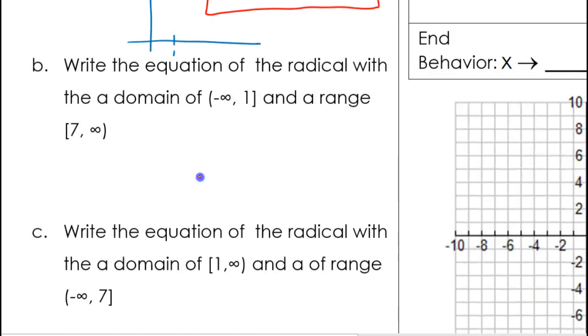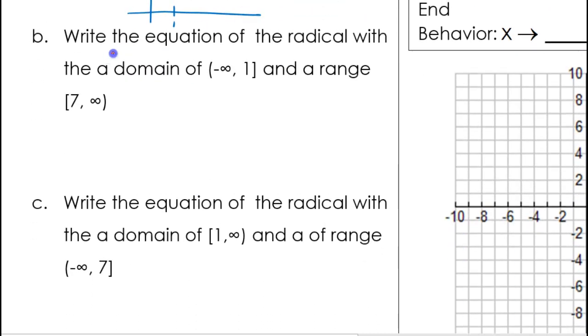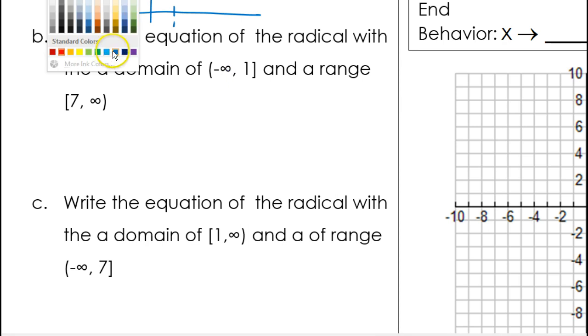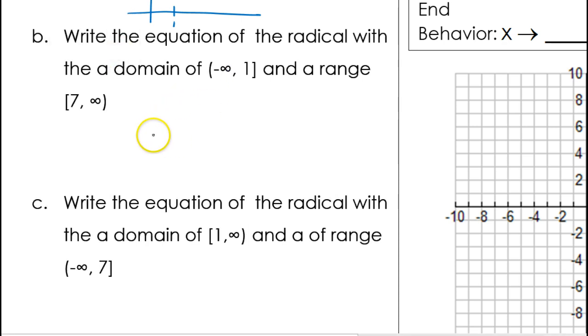Okay, what about part B? Now, we want the equation of a radical function with the domain negative infinity to 1 and the range from 7 to infinity. So what's this negative infinity to 1 business? Well, let's think about it. Just focus on that part.